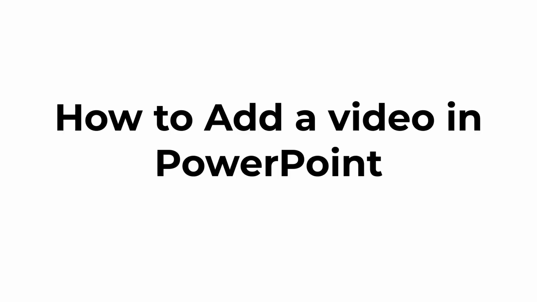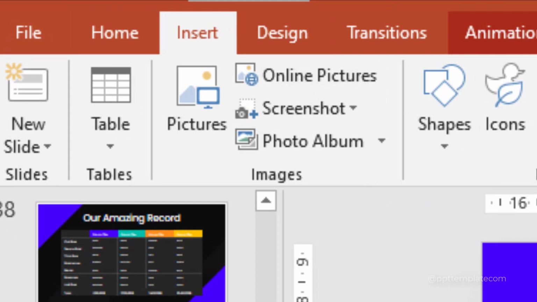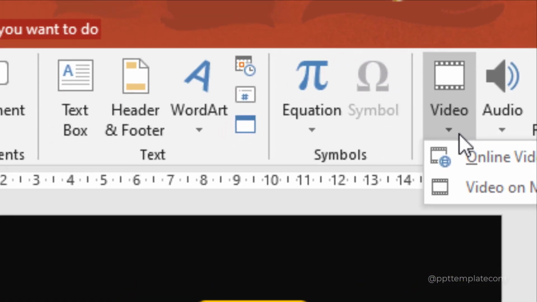In this video, I will show how to add a video in PowerPoint. Let's start. How to embed a YouTube video. Select tab Insert. Click Video and select Online Video.